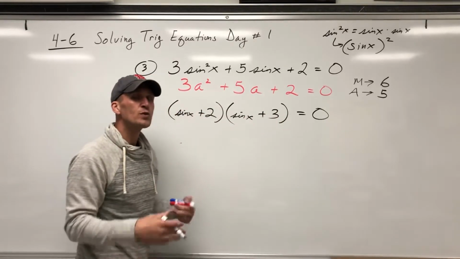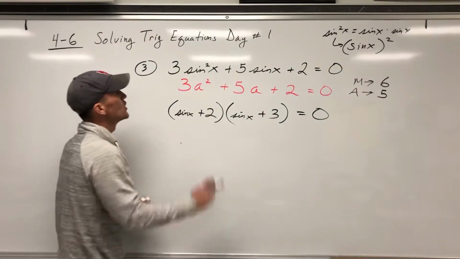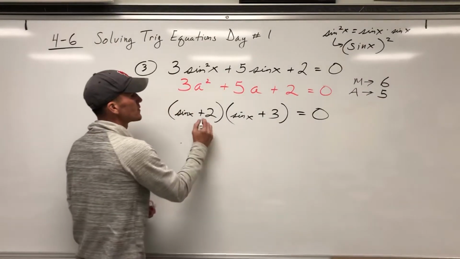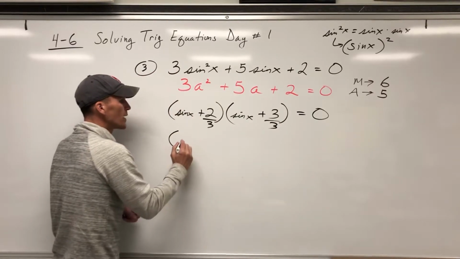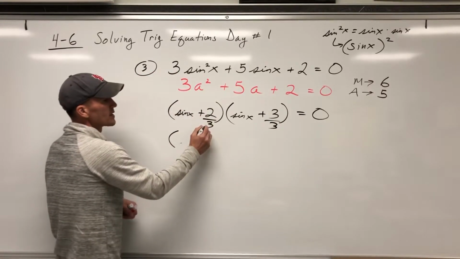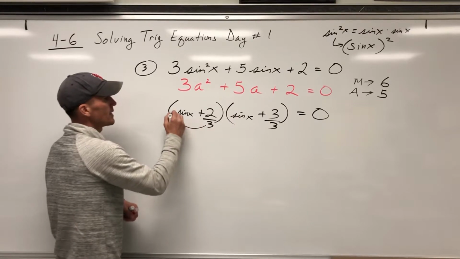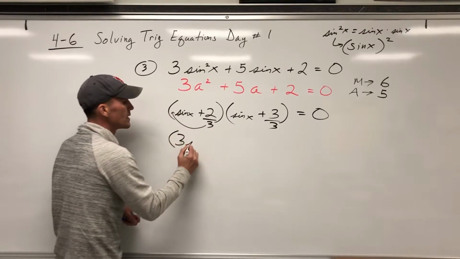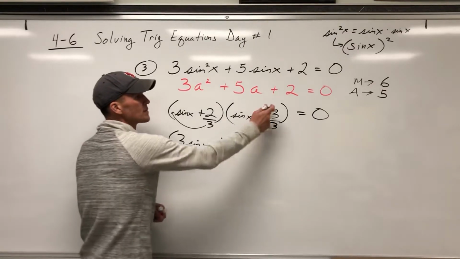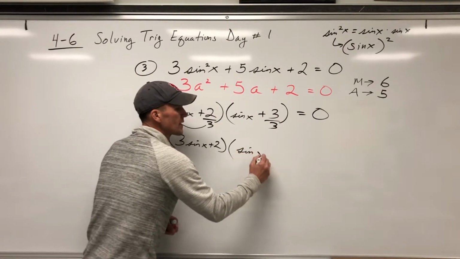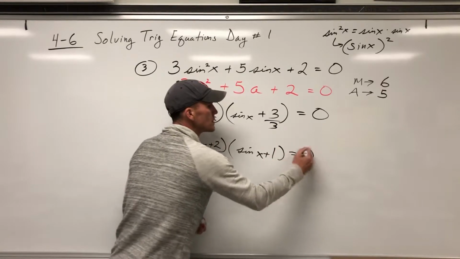But remember, when you're doing bottoms up method, you're not done. You have to divide by the front number 3. So divide by 3, divide by 3. That gives me quantity... oh, sorry, this is bottoms up, so since it's a fraction, bring it up. This gives me quantity 3 times sine of x plus 2. And this gives me a whole number, so sine of x plus 1 equals 0.